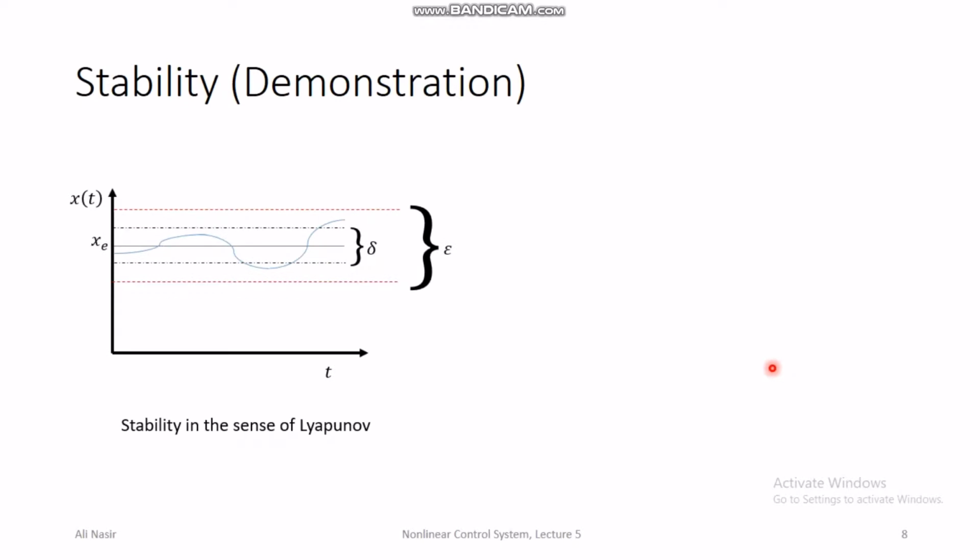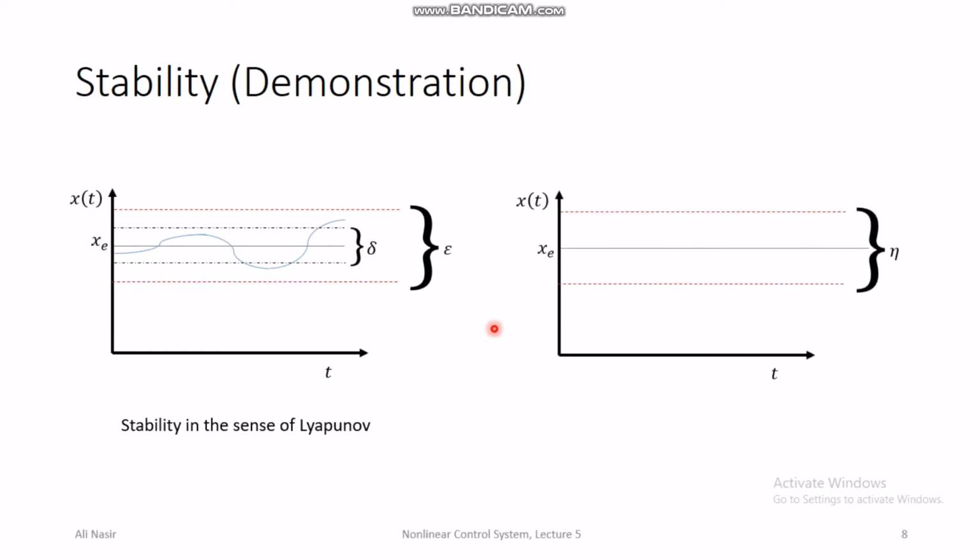So the concept of stability in the sense of Lyapunov is that if this is a one-dimensional system and it's the trajectory, this is the equilibrium point value. If you start within the delta neighborhood of the equilibrium point, then you are guaranteed to stay within some epsilon neighborhood of the equilibrium point. Okay, this is the demonstration of stability.